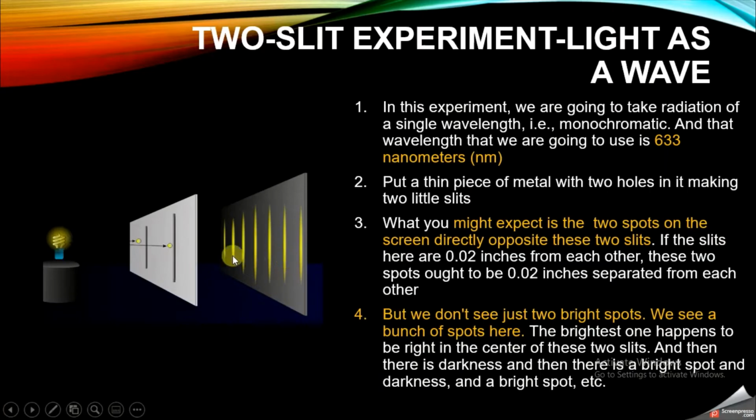But actually we don't see the two bright spots. We see a series of bright spots with dark regions in between these bright spots. The central spot is the brightest one, and as we move away from the central region, the spots become lighter and there are dark spaces in between them. So what is the phenomenon happening here, and why are we not seeing only two spots, but a series of bright spots on the screen?